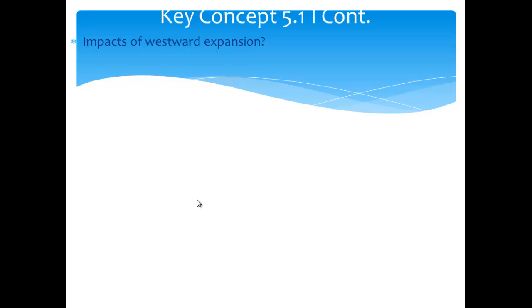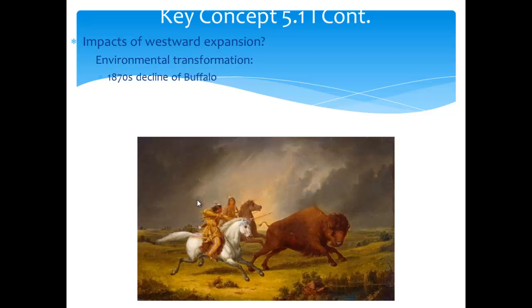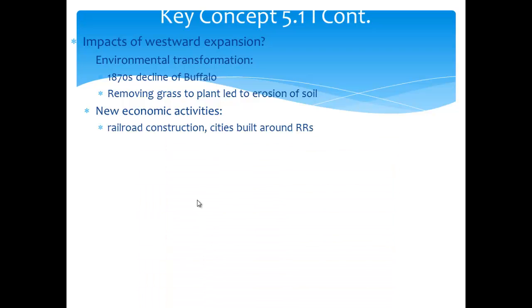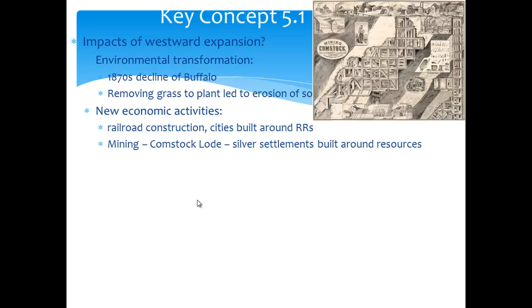All right, so what are the impacts of westward expansion? Well, we have enormous environmental transformation. In the 1870s, we see the decline of the buffalo, or bison. At one point, there's less than 200 in North America. We also see the removing of grass to plant different crops led to the erosion of soil, and that helped alter the landscape. And we have new economic activities, specifically railroad construction, and cities would be built around railroads. We would see this happen quite often.